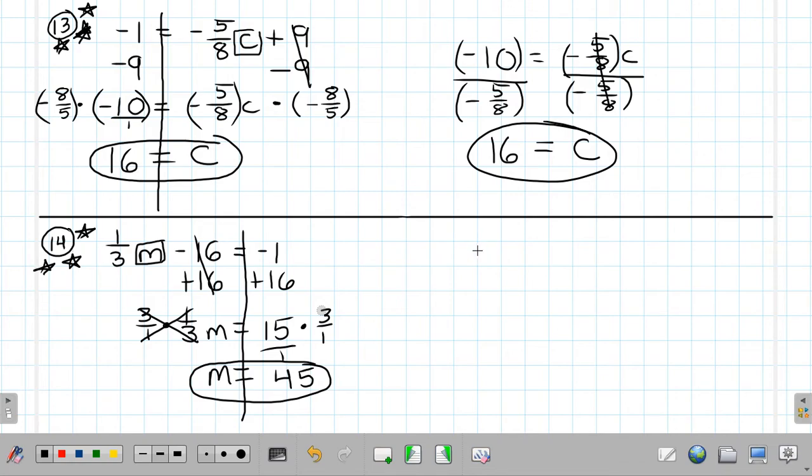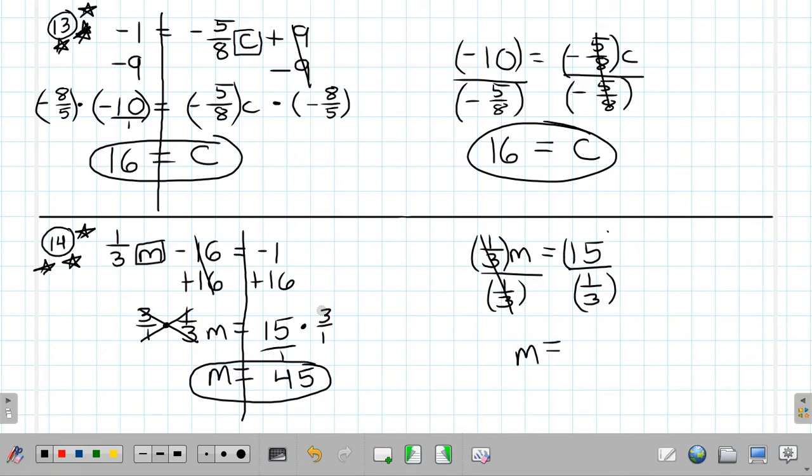But just to be consistent, once we get to this point right here, technically what you could do, especially if you have a calculator, is divide by the 1/3. So in your calculator, you technically just have to do 15 divided by 1/3. But at the same time, once again, it doesn't hurt to use parentheses to say 15 is my numerator, 1/3 is my denominator, but it would still give you 45.